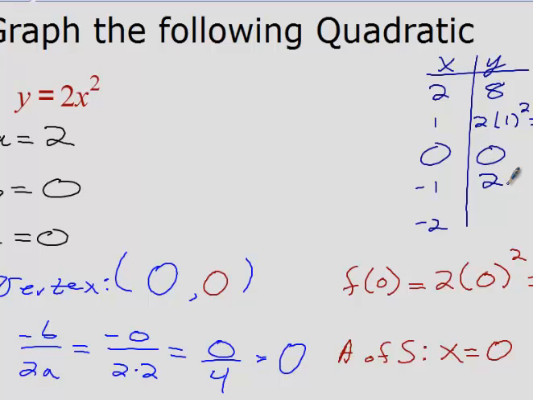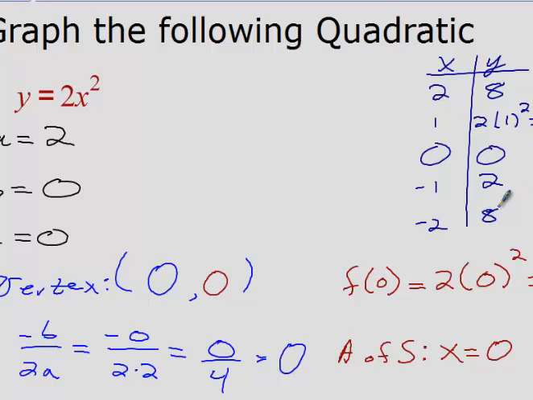2. Because they're symmetrical, they should be the same, but only if the distance between 0, the vertex, and this point is the same in both directions. So here you went up 1, up 2. Here we went down 1, down 2. So we should get the same values. Plugging in -2, what's -2 squared? Positive 4 times 2, 8.